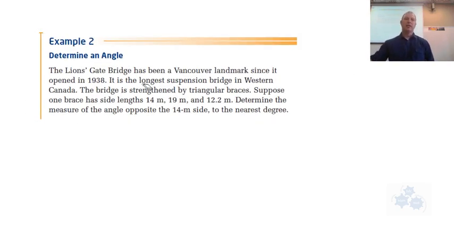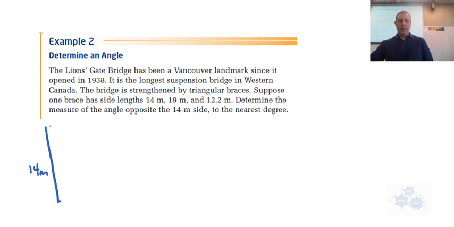The Lions Gate Bridge has been a Vancouver landmark since it opened in 1938. It is the longest suspension bridge in Western Canada. The bridge is strengthened by triangular braces. Suppose one brace has a side length of 14 meters. So I'm just going to draw this 14 meters, 19 meters, okay, lengths of 19 meters.